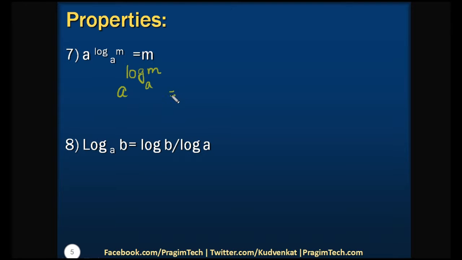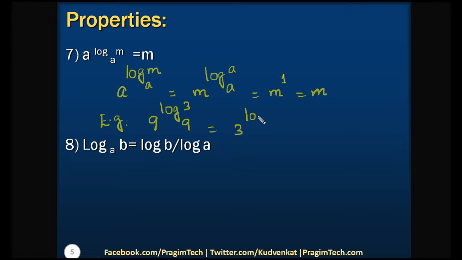So this we can also represent as m to the power log m to the base a... it is nothing but m to the power log a to the base a, and the value of log a to the base a is 1. So its value is m. This is called the inverse logarithm property. Let's consider one example: 9 to the power log 3 to the base 9. At this time we can write it as 3 to the power log 9 to the base 9. Its value is nothing but 3 power 1, which equals 3, right?